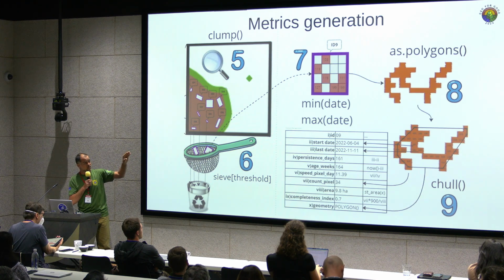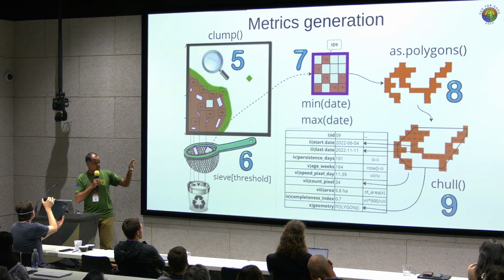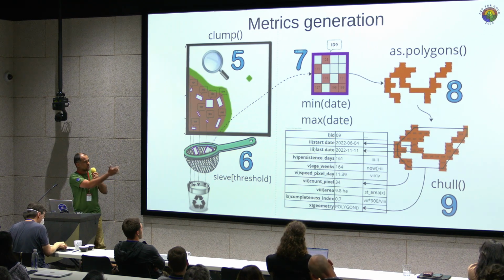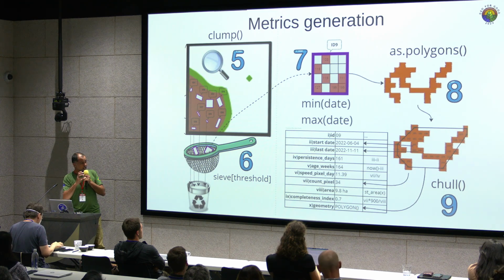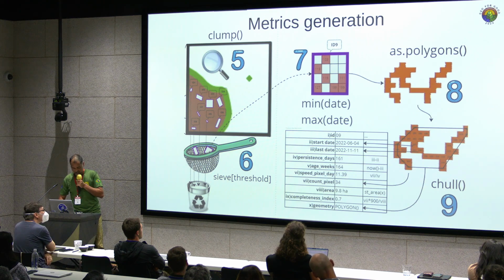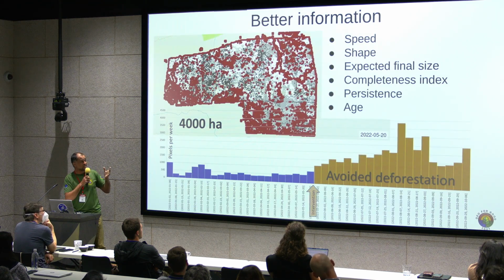Then we convert to vector data. We also calculate a convex hull, and then with the difference between these two, we can calculate a completeness index to predict the final size.